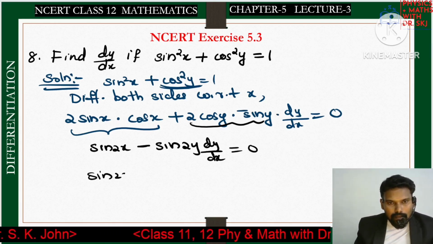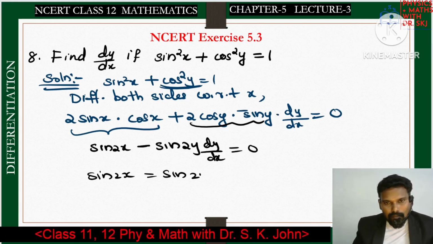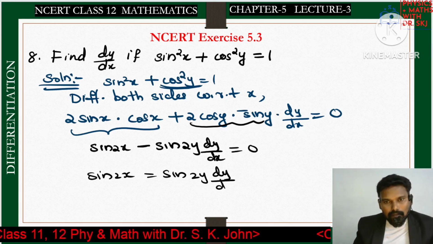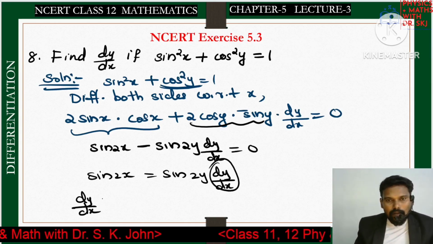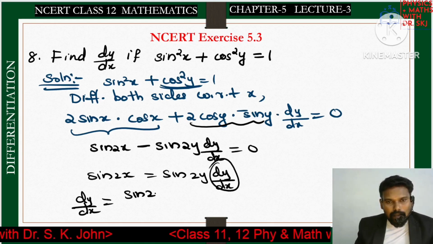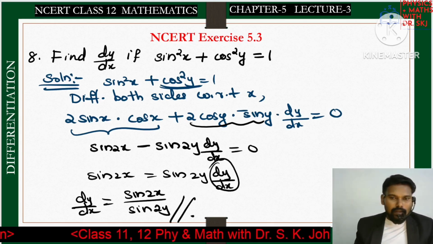So sine 2x is equal to sine 2y dy by dx. Okay, so dy by dx is equal to sine 2x divided by sine 2y. So this is the final answer.